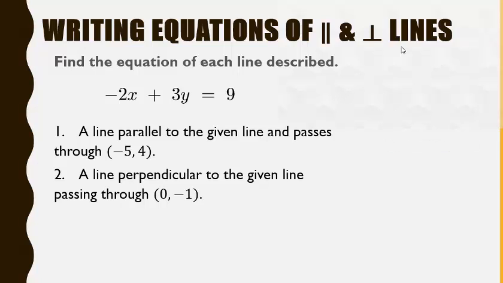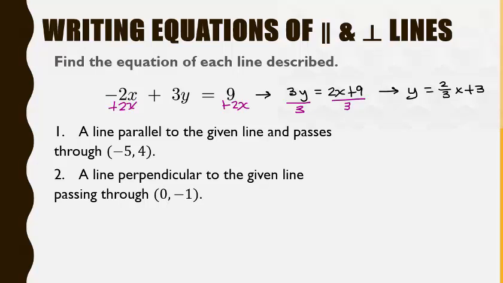We're given the equation -2x plus 3y equals 9, and I want to know the slope of this given line. So I'll write it in slope-intercept form. We will first add 2x to each side. That gives me 3y equals 2x plus 9, and then divide both sides by 3. So y equals 2/3 x plus 3. That means the slope of the given line is 2/3, the coefficient of x.